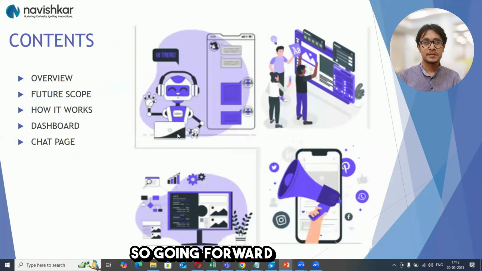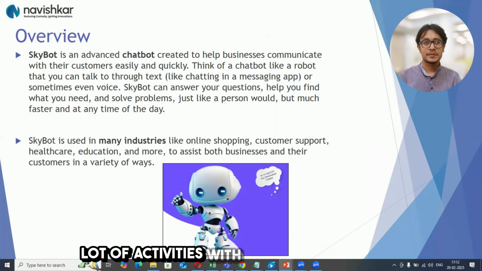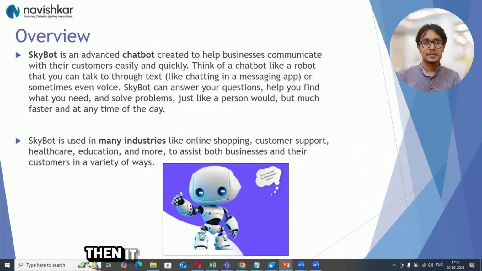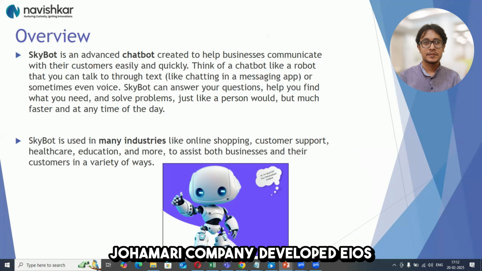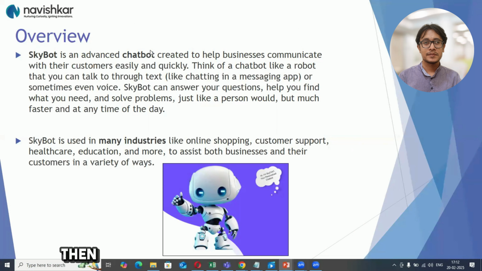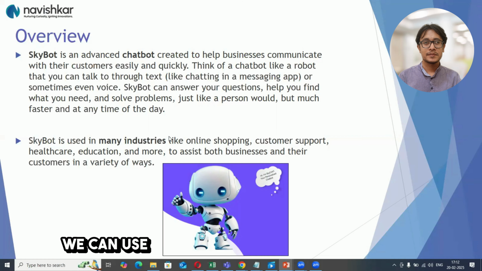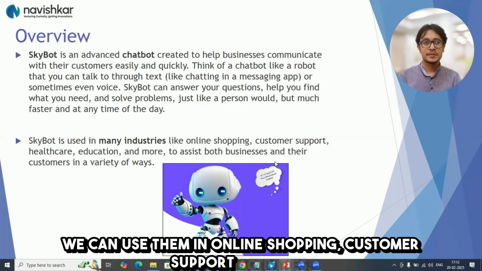सो गोइंग फॉरवर्ड वी हैव लॉट ऑफ एक्टिविटीज विद स्काईबॉट। स्काईबॉट भी एक हमारा बेसिक चैटबॉट है, वो भी हमारे बिजनेस एक्टिविटीज, कम्युनिकेशंस में यूज हो जाता है। देन इट विल बी यूज्ड इन वेरियस इंडस्ट्रीज। जो हमारी कंपनी ने डेवलप किया है उस पर्टिकुलर स्काईबॉट को हम कहाँ, देन यू ऑलवेज हैव अ गुड हेल्प विद दिस। So we can use them in online shopping, customer support activities.